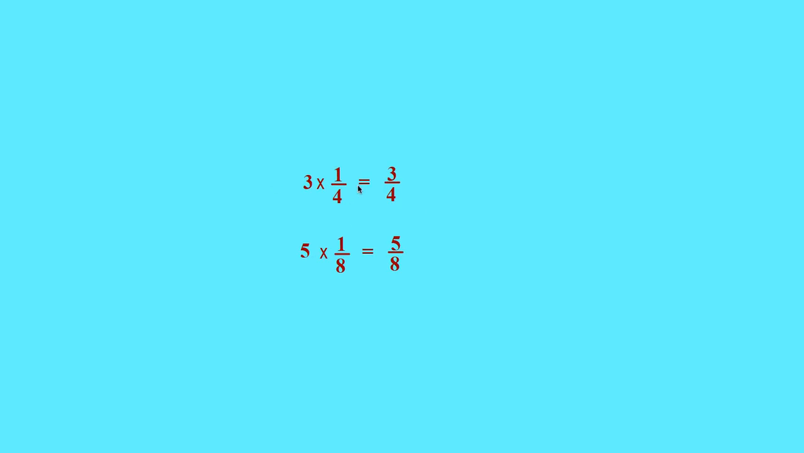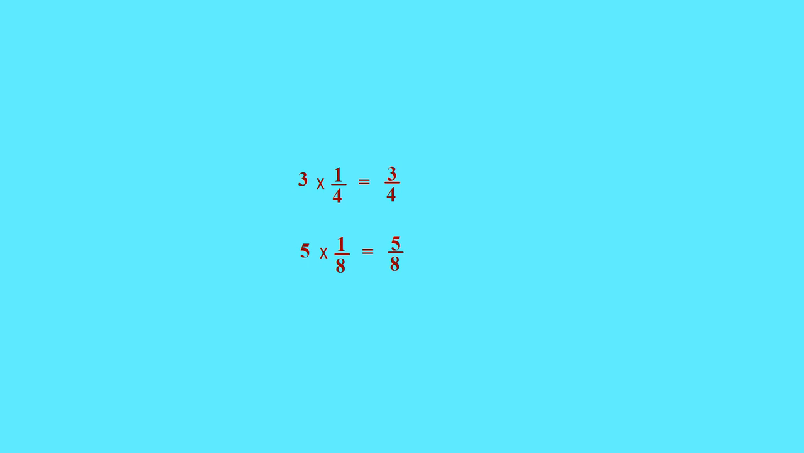Now look at the last two results. 3 into 1 by 4 we have written as 3 by 4. 5 into 1 by 8 we have written as 5 by 8. Look at the denominator here. For the denominator there is no change. Only the numerator changes. That means here we are multiplying 3 into 1 only. 3 into 1 is 3, 5 into 1 is 5. So when we multiply a fraction with a number, we have to multiply only the numerator with that number.